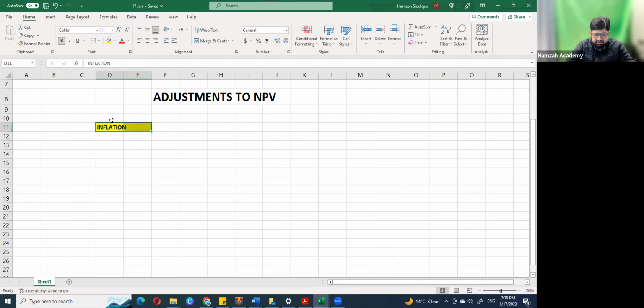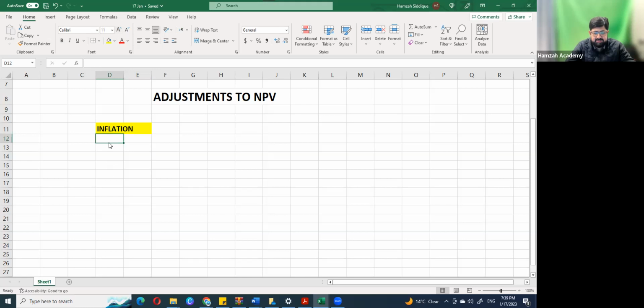What is inflation? Students, inflation is basically increase in general price level. That is called inflation, when the prices are increasing.